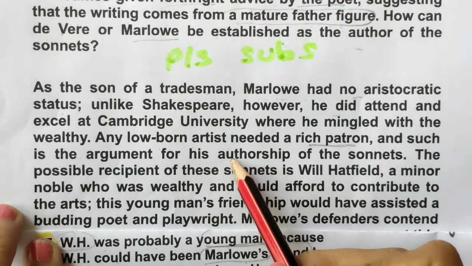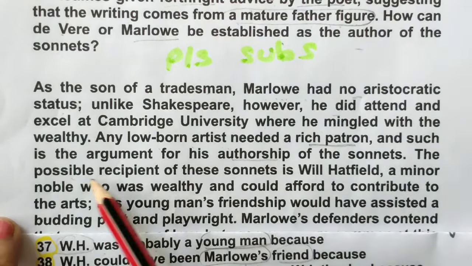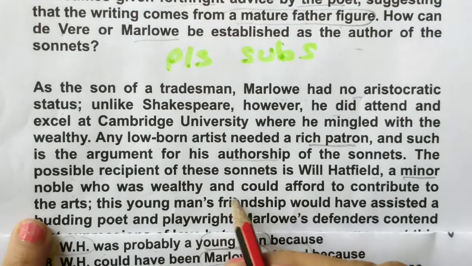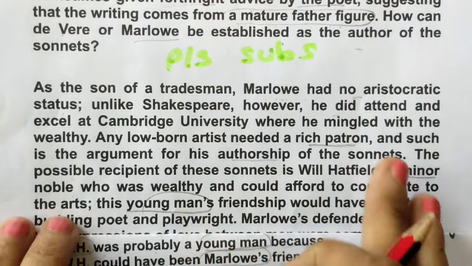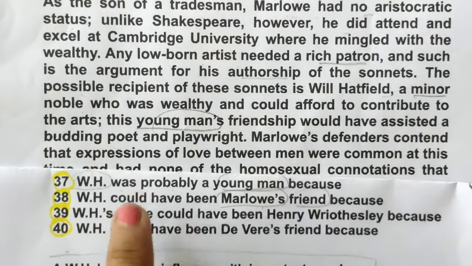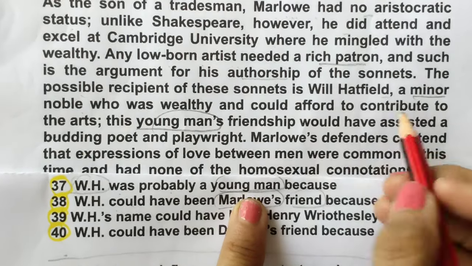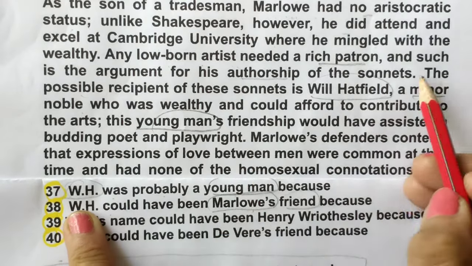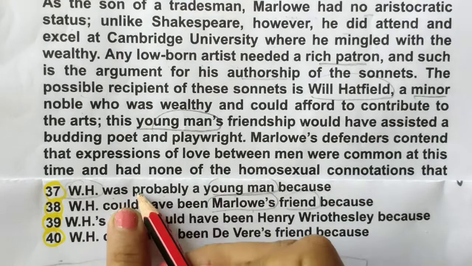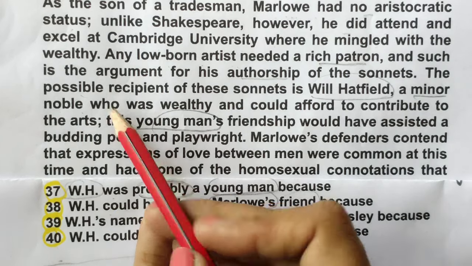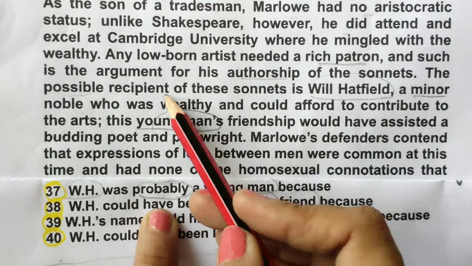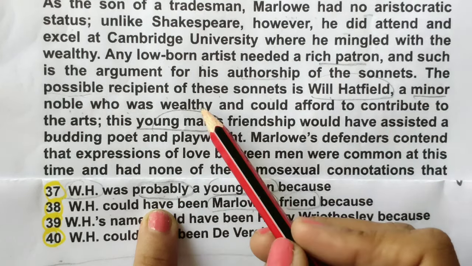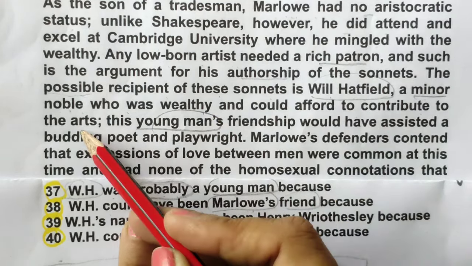And such is the argument for his authorship of the sonnets. The possible recipient, okay, a minor noble. Okay, now this is the location. Young man is also there. See this. Was probably a young man. Oh, this Will Hatfield is WH. Okay. The possible recipient probably is also given. Yes, this is the location. The possible recipient of these sonnets is Will Hatfield, a minor noble who was wealthy and could afford to contribute to the arts.